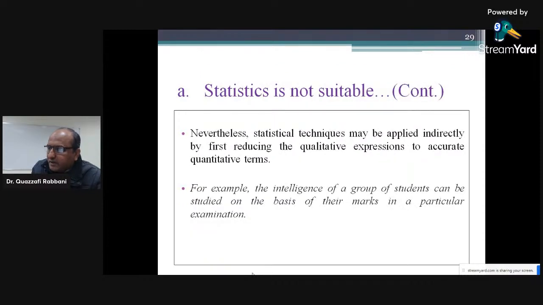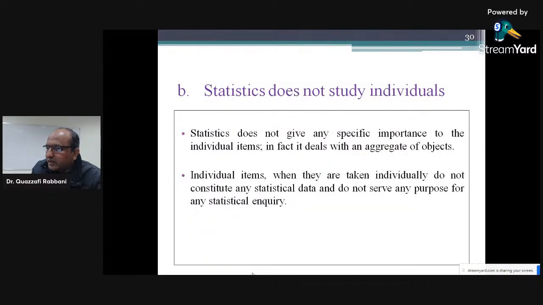Now, statistics does not study individuals. Statistics is always a study of groups, collections of data, not individuals. It cannot be applied to an individual object.